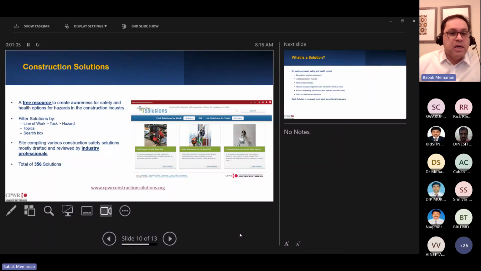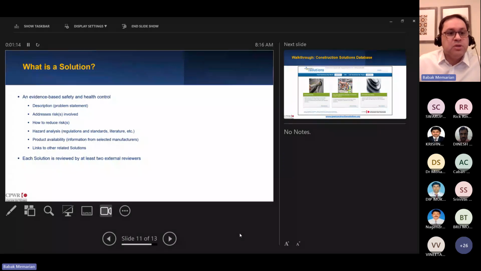But what is it? We have about 356 of these solutions. But what is each solution? Each solution, as I said, is an evidence-based safety and health control. For each solution, we have a description, which is a problem statement. Let's say it's a 2-pager document. It has a brief problem statement, the description of the situation that you are trying to solve, what risks are involved in the process, and how we can address the risk that we have identified in the process.